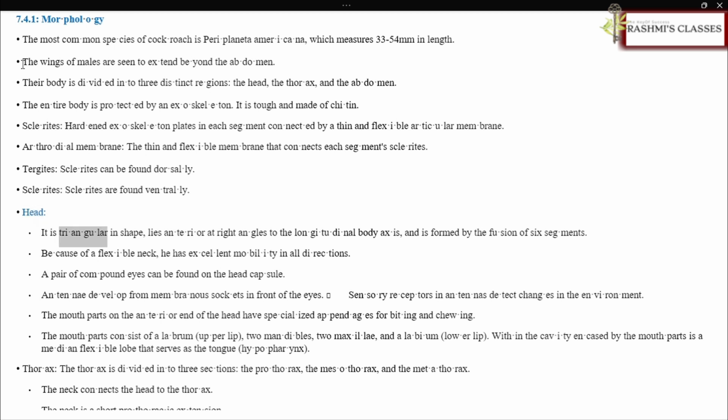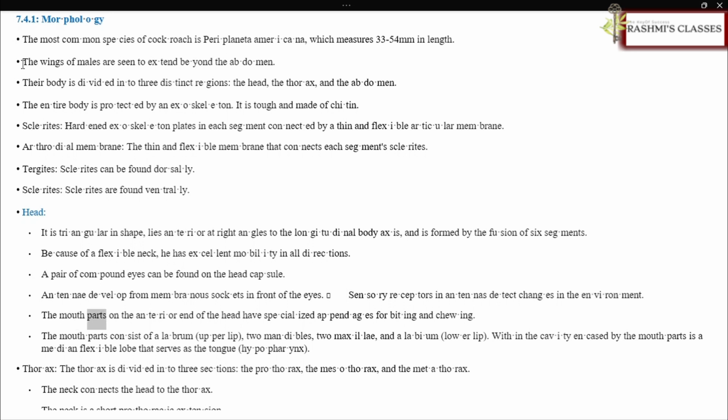It is triangular in shape, lies anterior at right angles to the longitudinal body axis, and is formed by the fusion of 6 segments. Because of a flexible neck, it has excellent mobility in all directions. A pair of compound eyes can be found on the head capsule. Antennae develop from membranous sockets in front of the eyes. Sensory receptors in antennae detect changes in the environment.